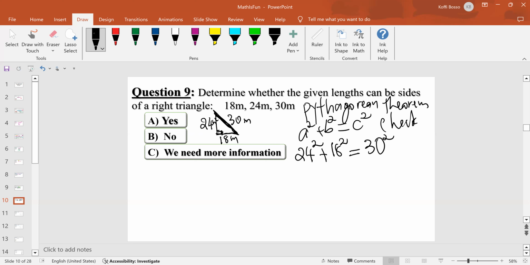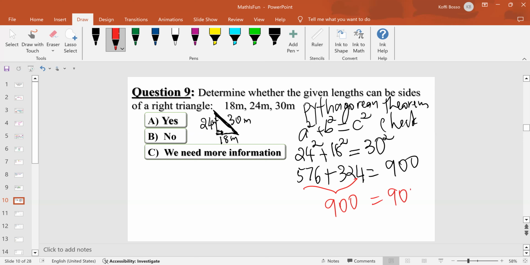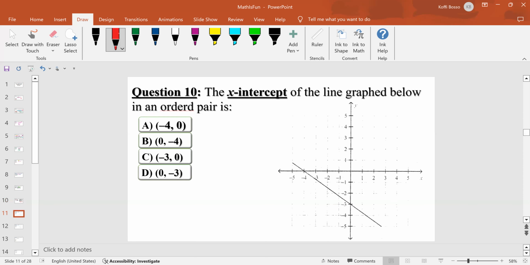So 24 squared is 576, plus 18 squared is 324, and the 30 squared is 900. And yes, if you add these two numbers, you get 900, which is the same as 900. Therefore, this represents the side of a right triangle. The answer is yes. The next question, question number 10.